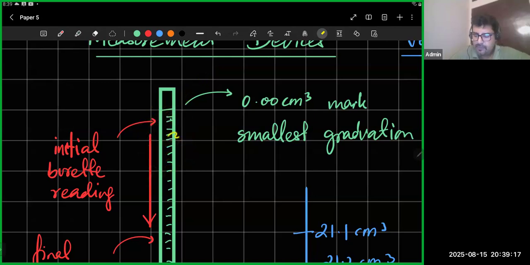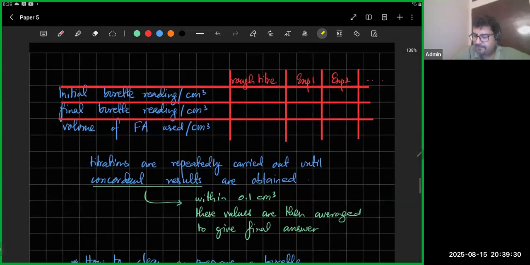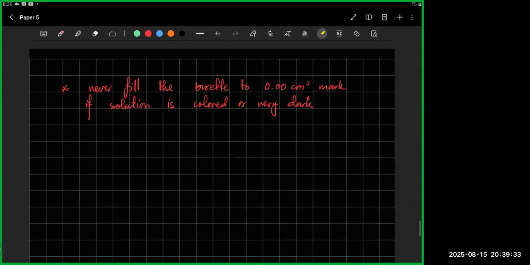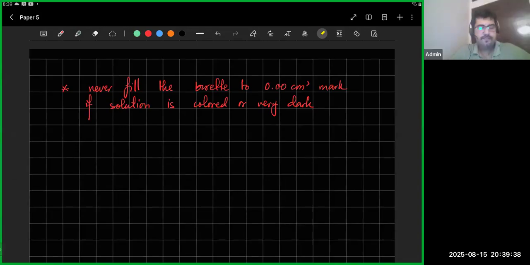So the point is, if it's a colored solution, you always fill up to a slightly lower level so you can at least get the reading of what level you're standing at, right? Is this clear? Okay. So never fill the burette to the 0 cm cube mark if the solution is colored or very dark, and the reason is that all graduations will disappear.